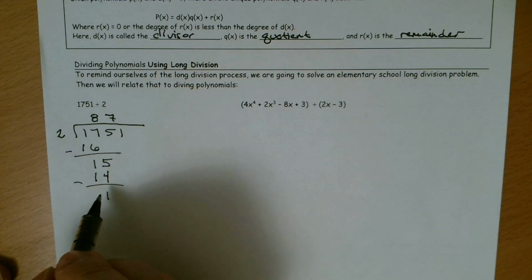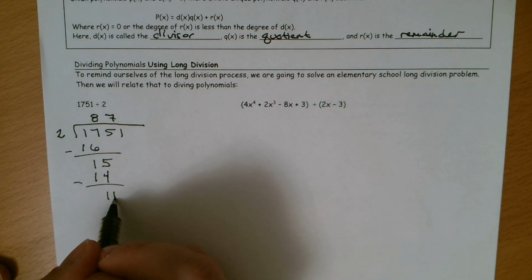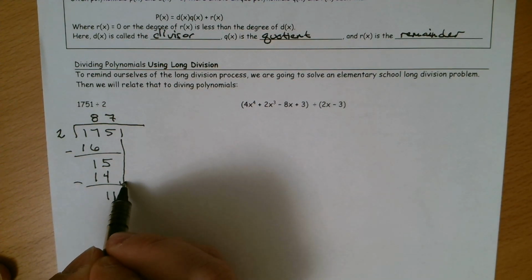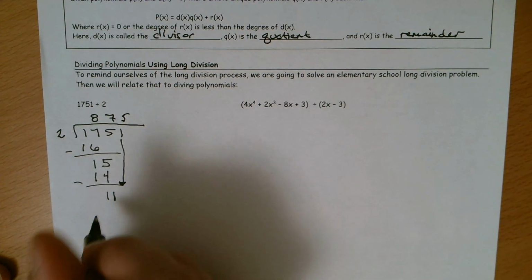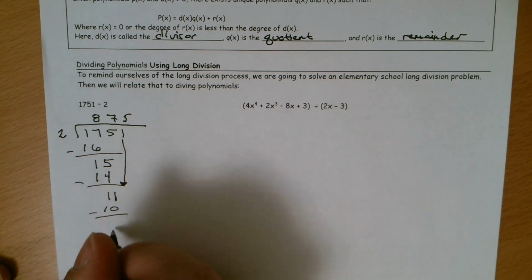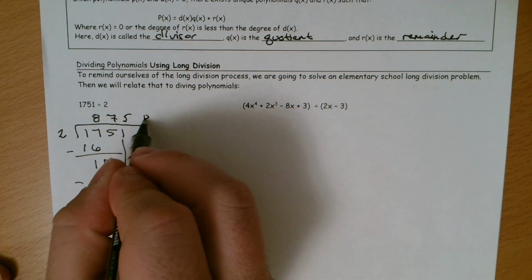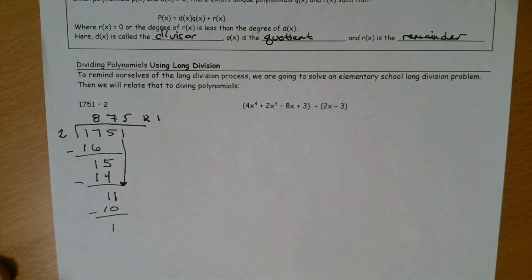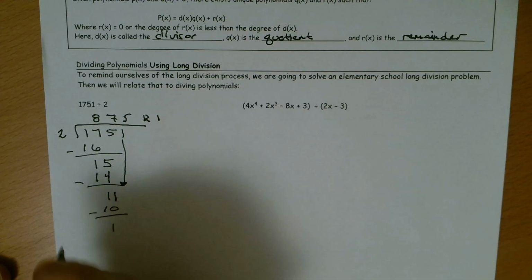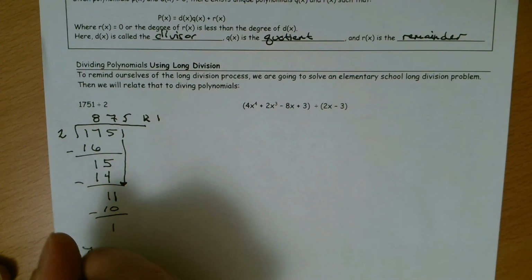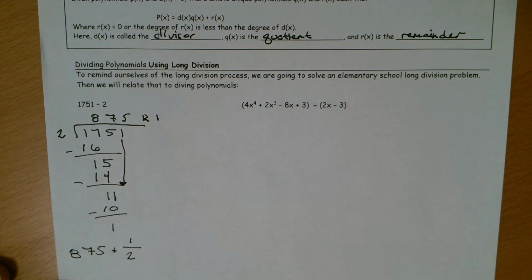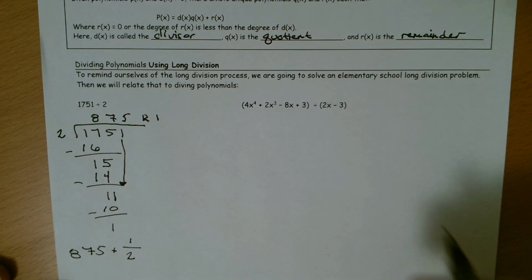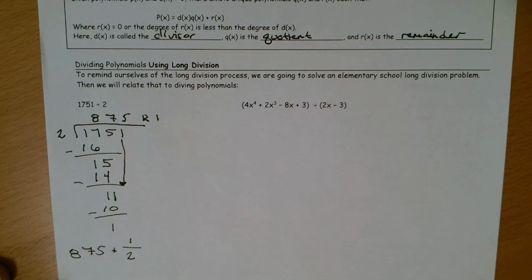Once again, 2 does not go into 1, so we bring down the last one all the way up here. 2 goes into 11, 5 times, so that's 10. Subtract, you get 1. Sometimes you maybe remember writing R1. The proper way is 875 plus your remainder divided by your divisor. Now let's apply that to a long division of polynomials.